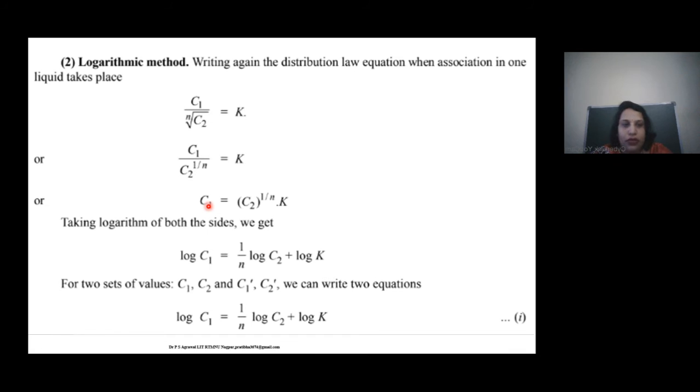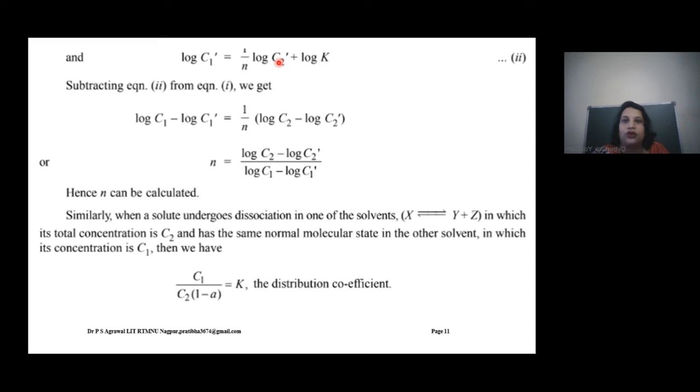Second is the logarithmic method. In the logarithmic method, we take the expression in this form. We find out the log and set these values. Now, from this value, if we know the two concentrations, we can find out this n. And this is the direct logarithmic method. Now, when the solute undergoes dissociation, we should know here C1, C1 dash, C2, C2 dash. These four values should be known.